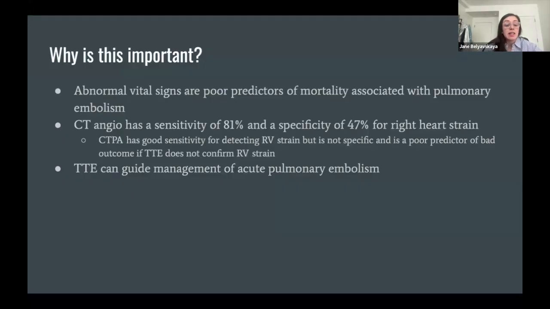On the other hand, CT can help guide management in patients with acute PE, especially those with right heart strain, as focused ultrasound has been shown to detect right heart strain more accurately than CT or serum markers, with a sensitivity as high as 100% and a specificity as high as 99% in one study. But it is also important to note that right heart strain alone is not a sensitive finding for the diagnosis of PE.